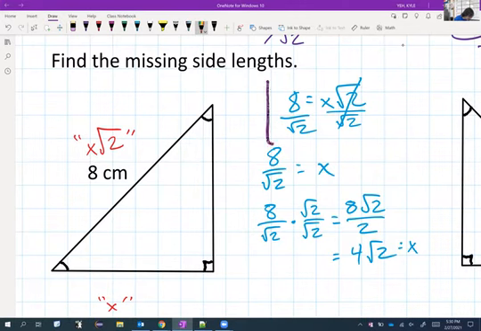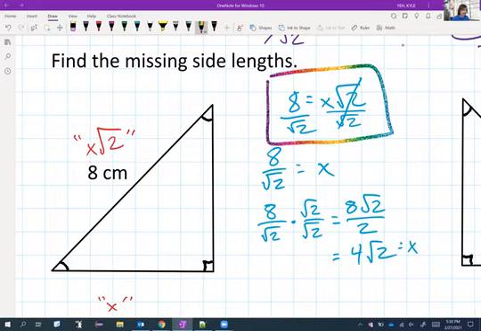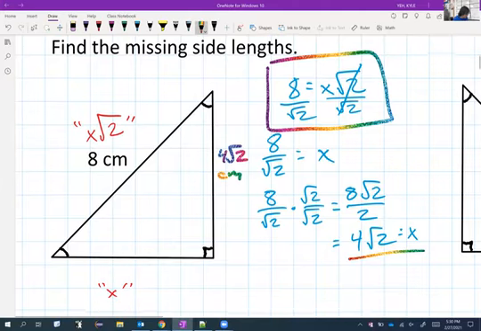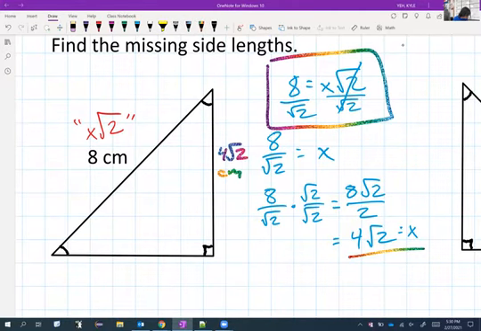Up here, we see to go from our x root 2 value to just our x value, we're going to divide by root 2 on both sides, and it might require some simplifying of radicals. So right down here, we get this side is 4 root 2 centimeters, and this side is 4 root 2 centimeters as well.